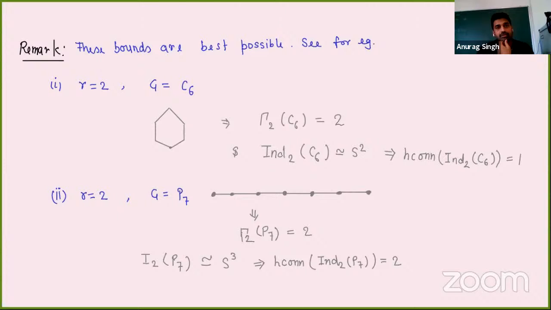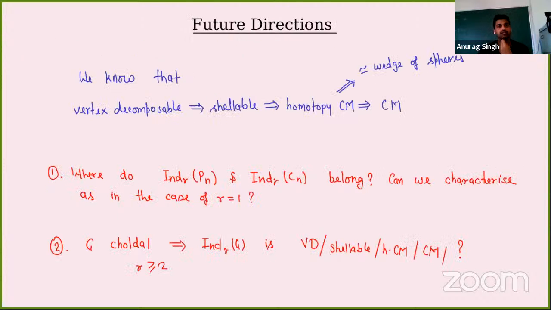Let me just give some problems in this direction that we have. We know that there is a strict sequence of this kind. So the question in this direction would be, what is the r-independence complex of Pn and Cn? We know they are homotopy equivalent to a wedge of spheres. So where do they belong in this sequence? Are they Cohen-Macaulay, or are they homotopy Cohen-Macaulay, and so on? Similarly, for chordal graphs, where do they belong? Because we know that Int_1 of G is vertex decomposable. So is Int_r of G always vertex decomposable whenever you restrict yourself to chordal graphs?